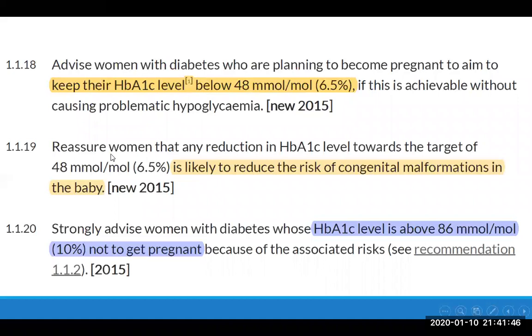And of course, we must reassure the woman that any reduction in hemoglobin A1C level towards the target is likely to reduce the risk of congenital malformation in the baby. And of course, if hemoglobin A1C is more than 10 or 86, we should advise this woman not to get pregnant because the risk of congenital malformation is elevated.